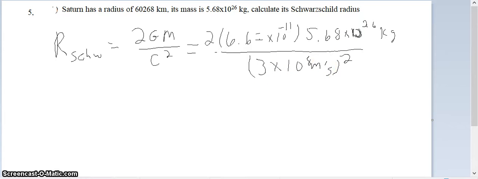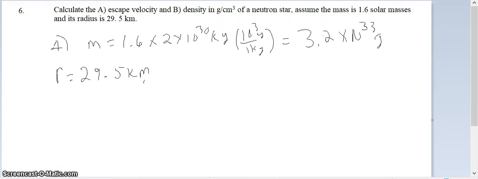So when you do that, on my calculator I got 0.84 meters. And that's the answer, right? So that would be the size if you could squish Saturn down so its radius was only 0.84 meters, or 84 centimeters, then it would turn into a black hole. But again, there's no mechanism for that to ever happen. All right, let's move on to number 6. So here's problem 6.